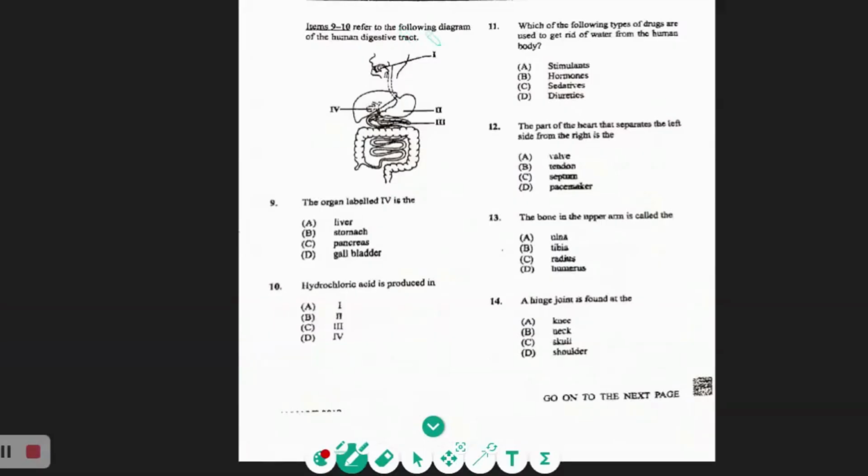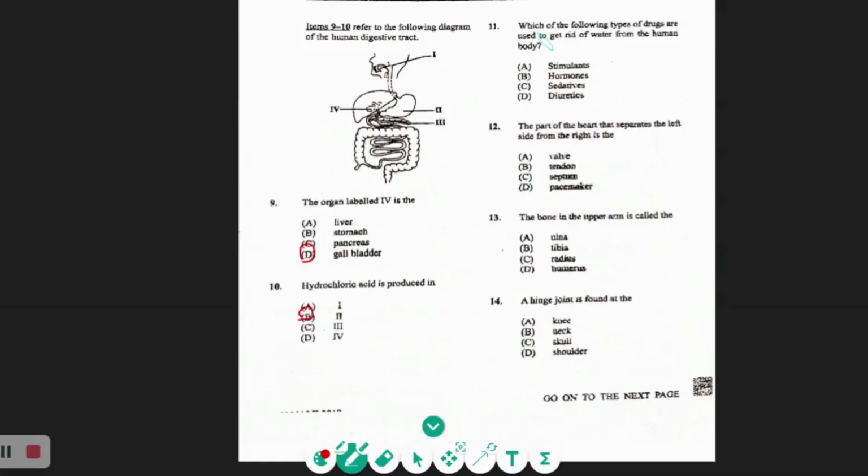Item 9 to 10 refers to the following diagram of the human digestive tract. For 9, the organ labeled 4 is this here, this little bag. So we know that that is the gallbladder. 10, hydrochloric acid is produced in the stomach. Which part is the stomach? It's that J-shaped bag. But we have to look for the position of it. We know from the mouth, the food goes down the esophagus and enters into the stomach. So the answer is 2, which is B.